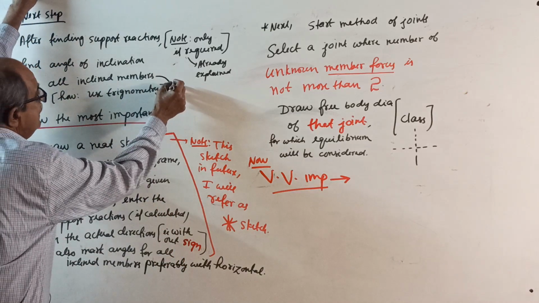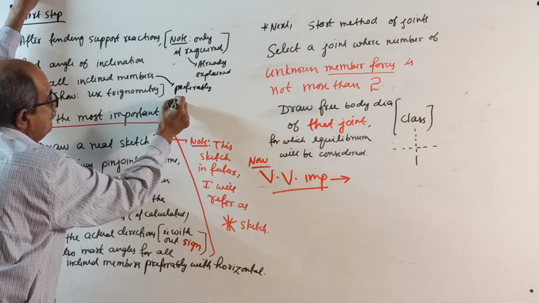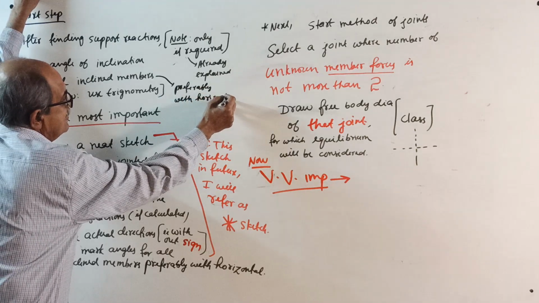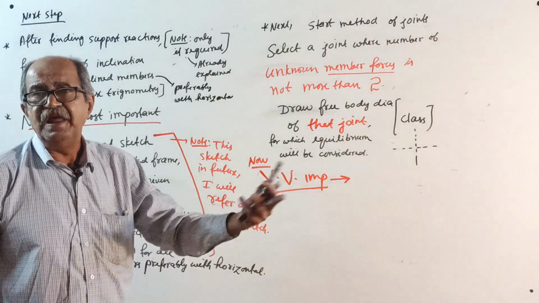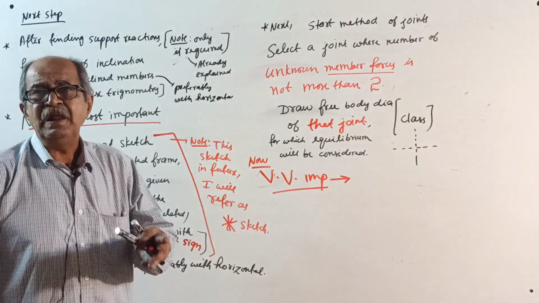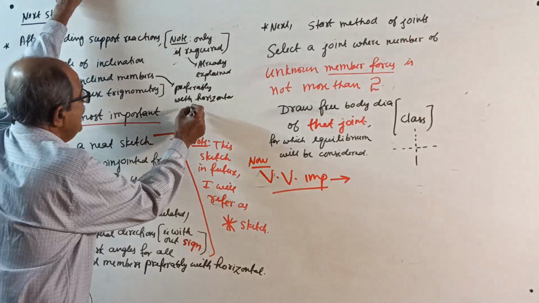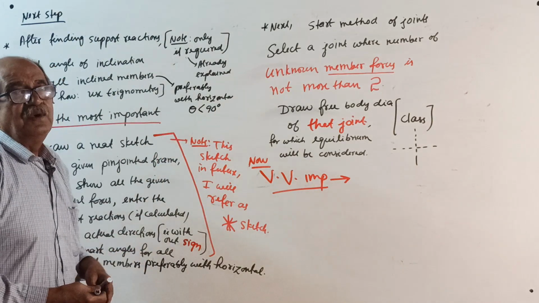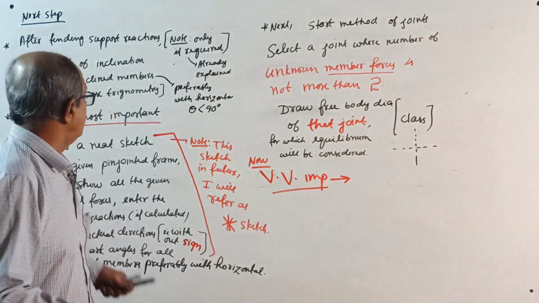For inclined members, preferably take the angle with the horizontal. Why? Reason, tell me. The reason is, if you consider the angle with the horizontal, and remember, take the nearest angle, less than 90 degrees. All angles theta should be less than 90 degrees. Very important. Then the horizontal component is cos and the vertical is sine. You know it. Okay, then.